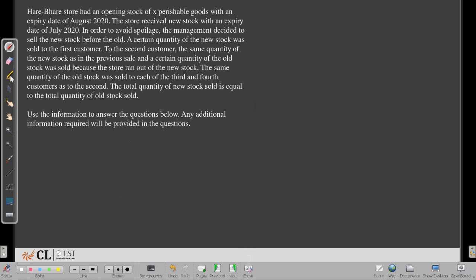And let's start with the story here. Let's read. A store had an opening stock of X perishable goods with an expiry date of August 2020. The store received new stock with an expiry date of July 2020. At this point, that information is easy to capture. So we would probably say that the opening stock is X and the new stock is Y.